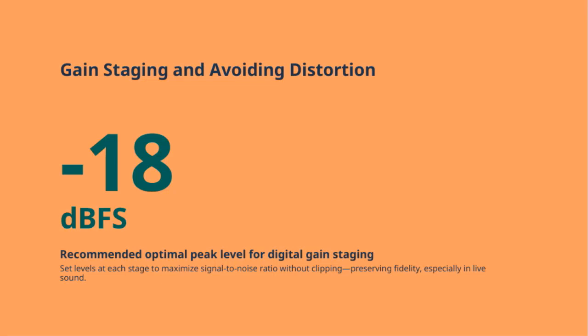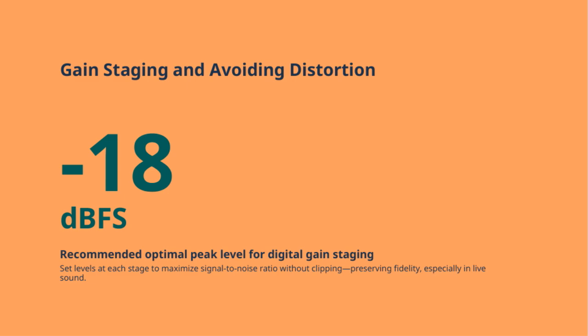All right, let's talk about the recommended optimal peak level for digital gain staging. The key idea here is to set your levels at each stage so that you're maximizing the signal-to-noise ratio without risking clipping. Clipping, of course, leads to distortion, which we definitely want to avoid.